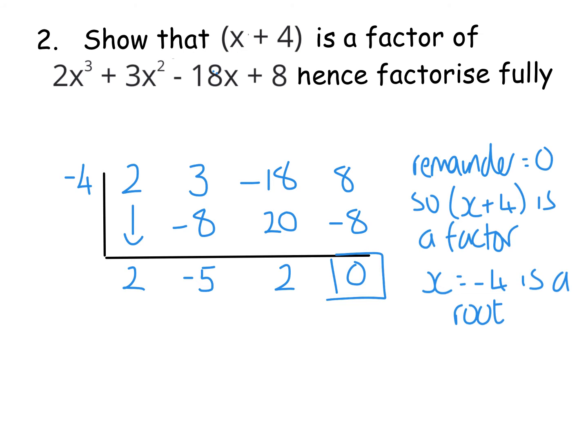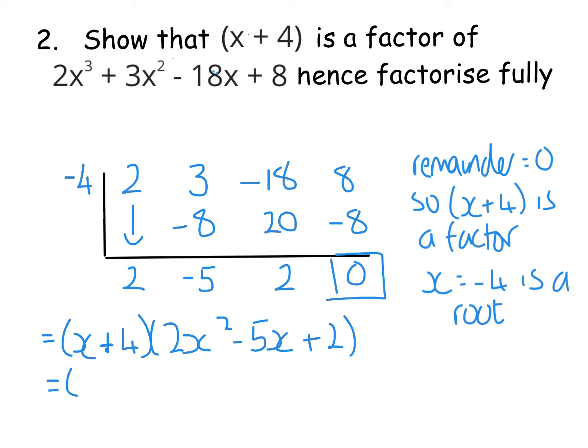So now to factorise fully, we divided by x plus 4 for our factor. So your first factor is x plus 4. Then you write out your quotient, which is 2x squared minus 5x plus 2. And if there's 3 things there, then that's simply going to be a trinomial. And then this trinomial here is going to factorise 2x and x.